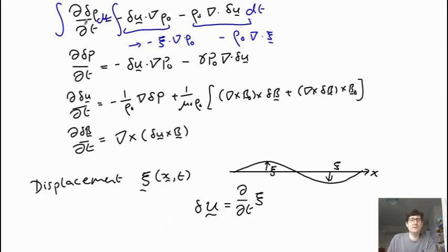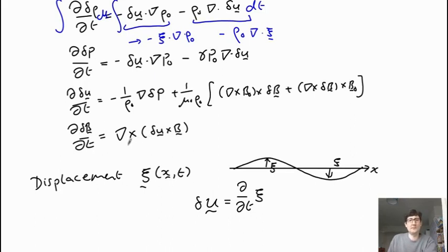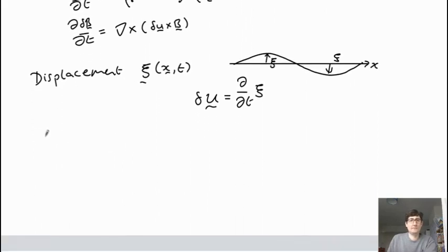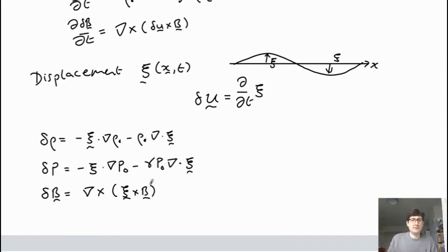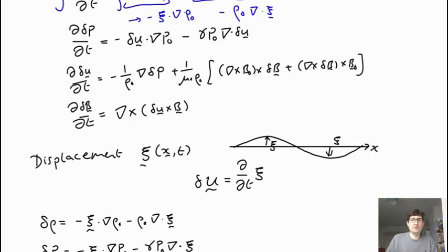We can just get the equation for delta rho in terms of displacement. The pressure equation is basically the same. We get a perturbed pressure in terms of displacement, and the same for the magnetic field. So I'll write them out here. What we can do now is take these equations for the perturbed quantities rho, p, and b, and substitute them into the momentum equation.